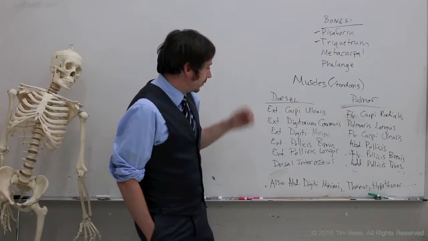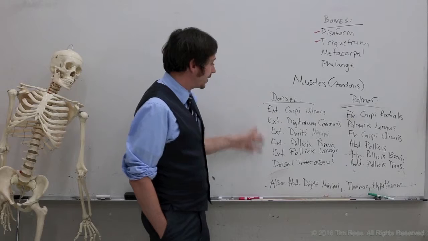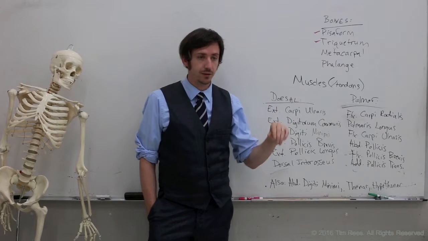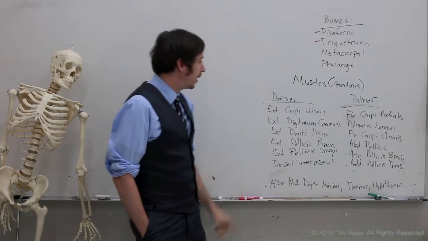So let's go ahead and run down the dorsal side. Extensor means that it's extending, and it's therefore on the back side. Carpi.